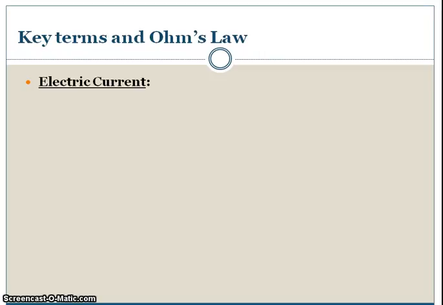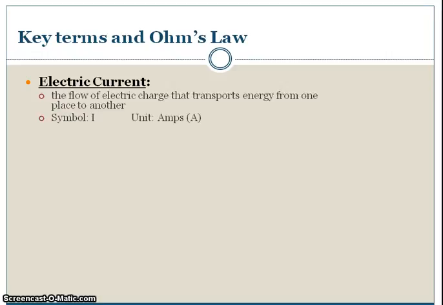down these notes. Electric current we're going to define as the flow of electric charge, and that transports energy from one place to another in a circuit. The symbol for electric current is a capital I, and the unit is amperes, or what we call amps, which is abbreviated with a capital A.